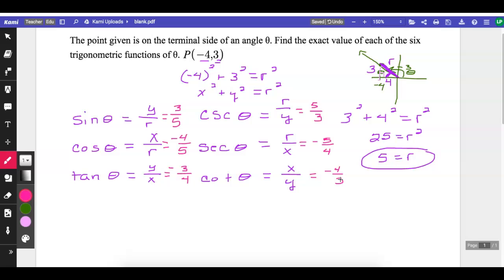So this is how I use the coordinates of a point when the angle is in standard position and the terminal side goes through that particular point. This is how I would use those coordinates to find the 6 trig ratios.